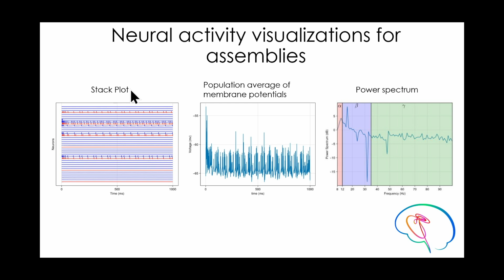So you can provide a single composite block to a stack plot, and it's going to look for all the neurons in that composite block and plot their activity. Or you can provide just a vector of neurons, and it's going to plot the activity of those neurons. Or you can do a mean field plot, which is just a population average of all the membrane potentials. And finally, power spectrum, which is the average power spectrum across all of the units in the composite block.